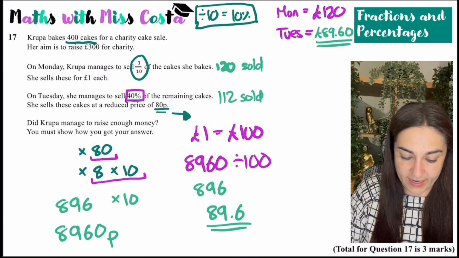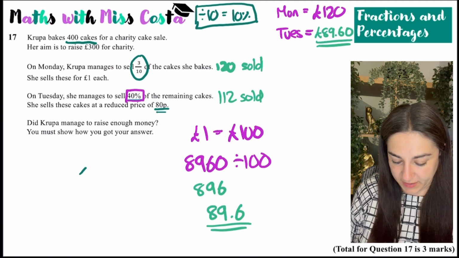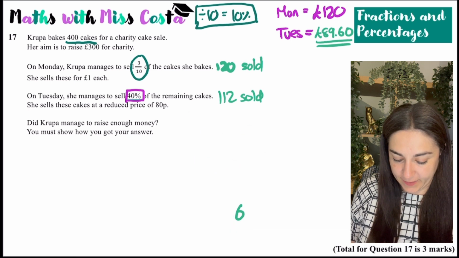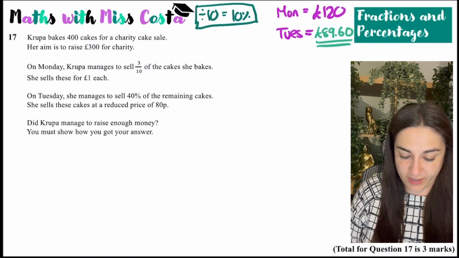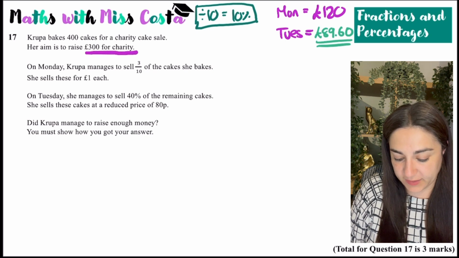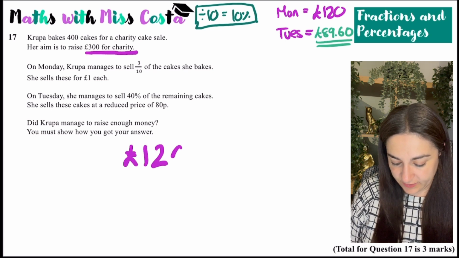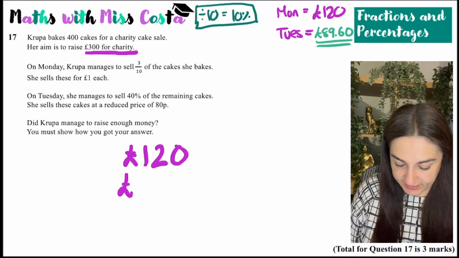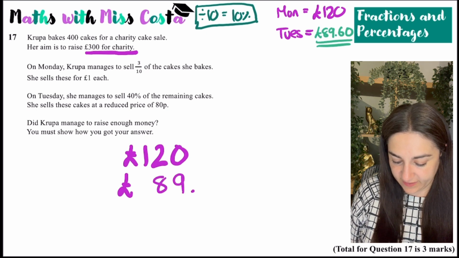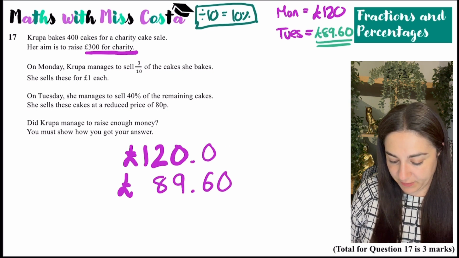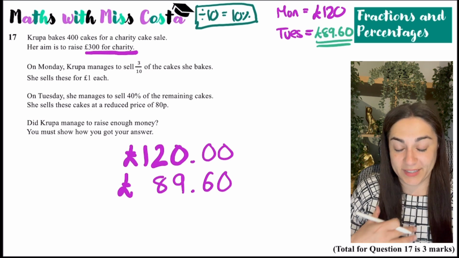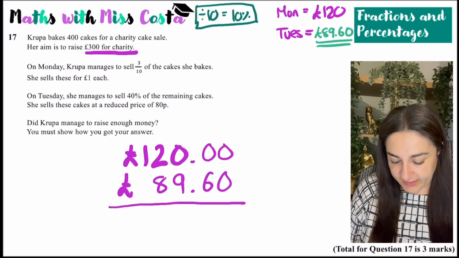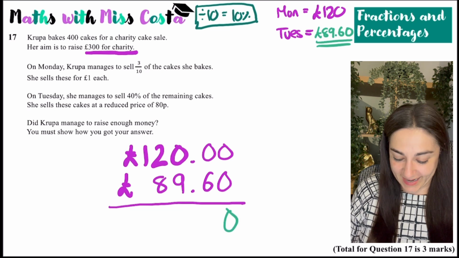So I have the total amount that she managed to raise. And I know that she wanted to raise £300. So Monday, she raised 120. Tuesday, she raised £89.60. And be very careful with money to make sure you're lining everything up with the decimal points, the pound signs and everything. So let's add it all up.